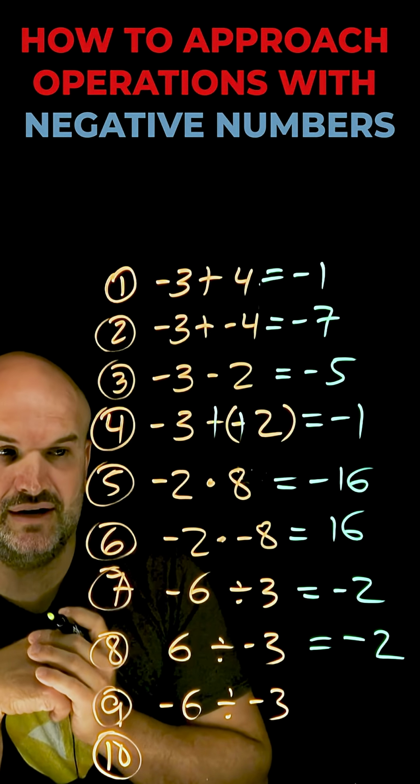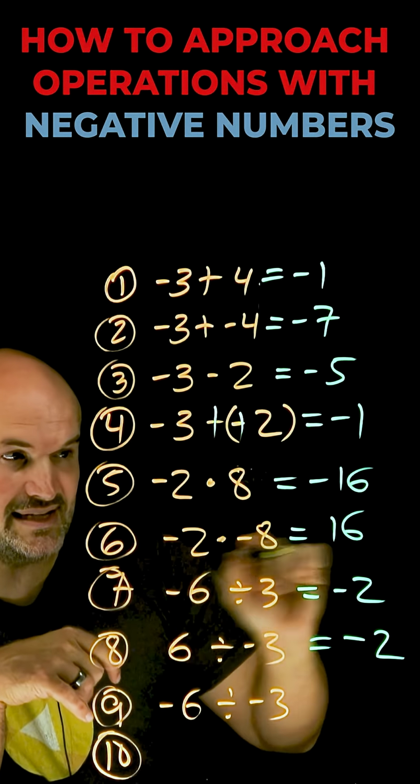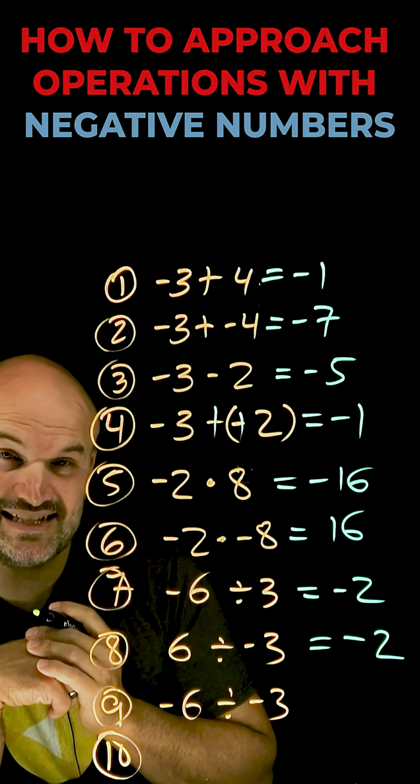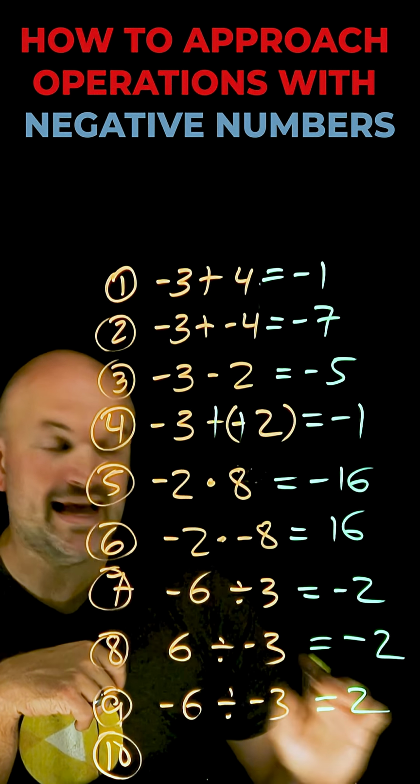Now, just like what we had over here, -2 times -8 is going to give me a positive 16. -6 divided by -3 is going to give me now a positive 2.